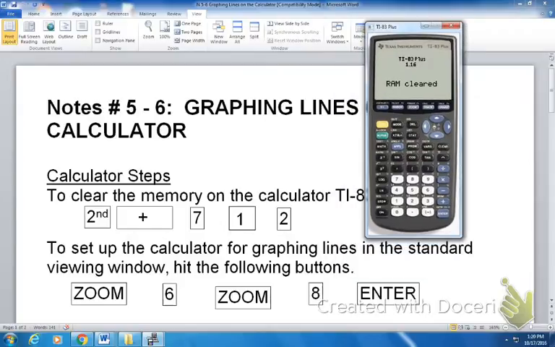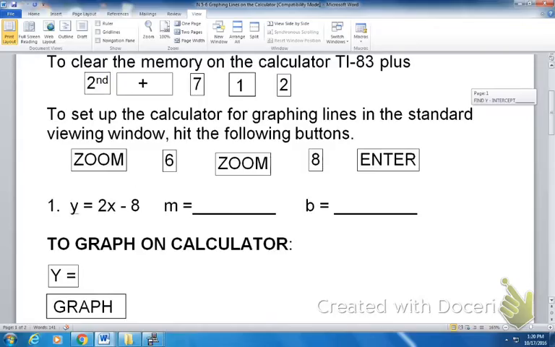Another thing you want to make sure and do, which is usually set for you, is go into Zoom. We want to use Zoom 6, because that's going to set it up nice for you. Another one sometimes that we use is Zoom 8. But Zoom 6 is generally what we want. Okay, so I'm going to go back and hit Zoom 6, and that'll give me a nice window for most things. Let me scroll down a little bit here.